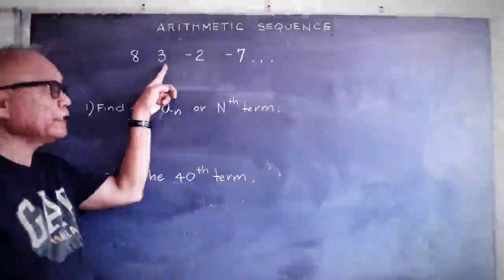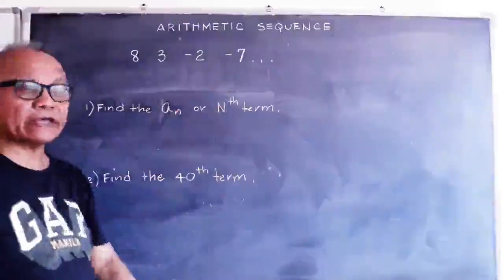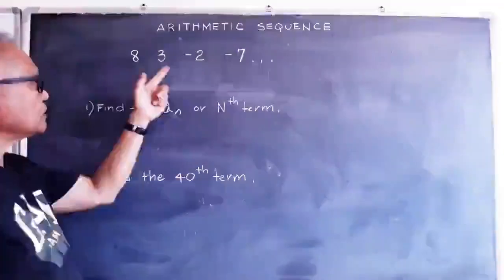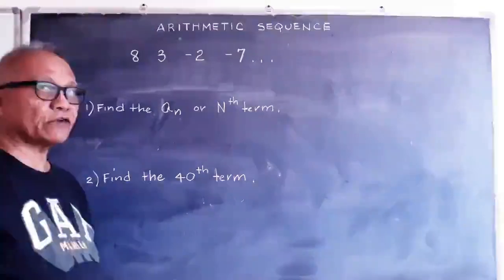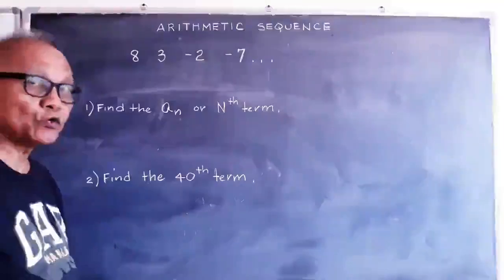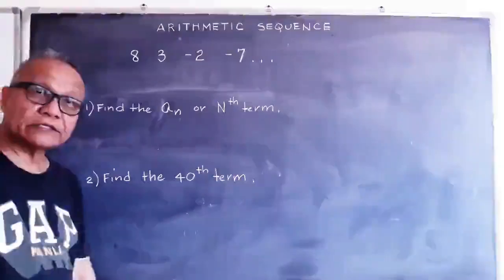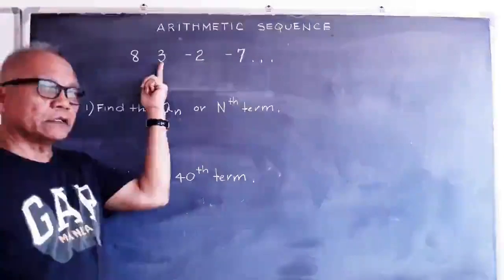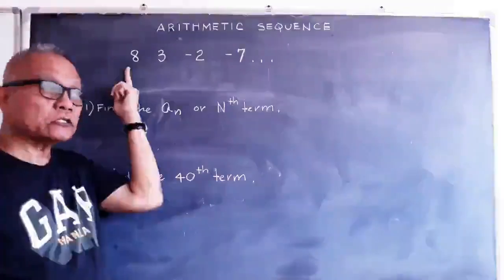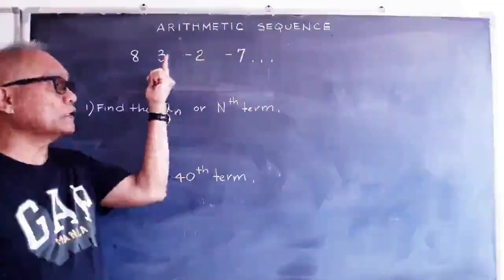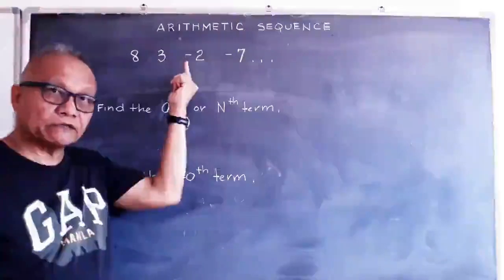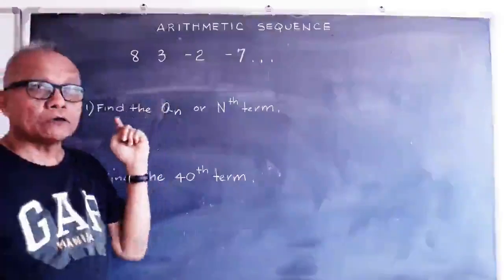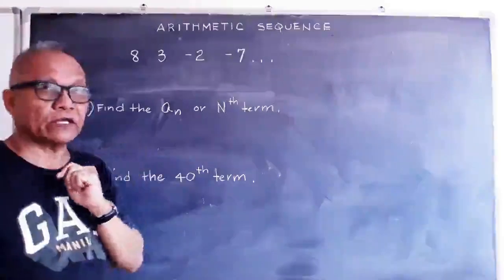We have a sequence 8, 3, negative 2, and negative 7. When you see a sequence, always find first the d, because you can find the d there. So how do you find the d? The difference is 3 minus 8, negative 2 minus 3, or negative 7 minus negative 2. So I'm going to show you how to find the d, or difference, here.